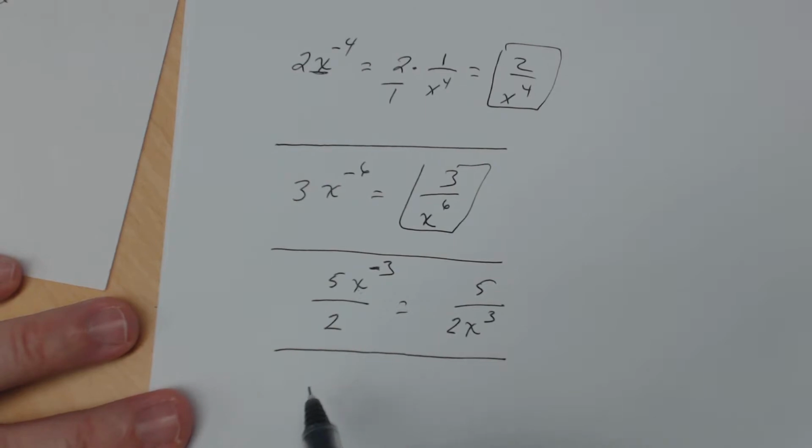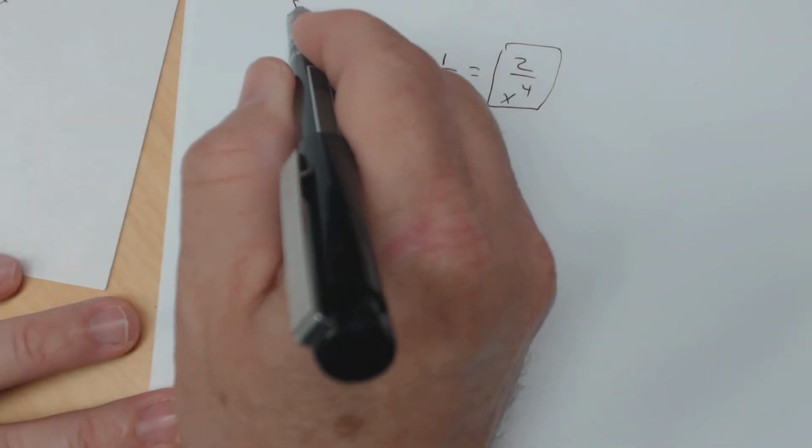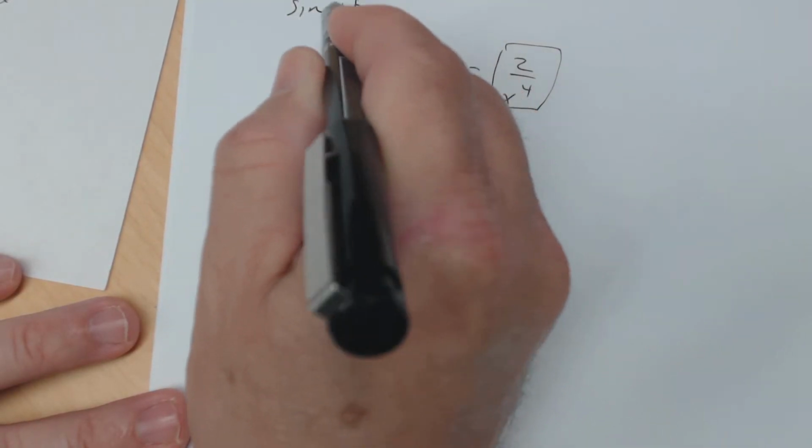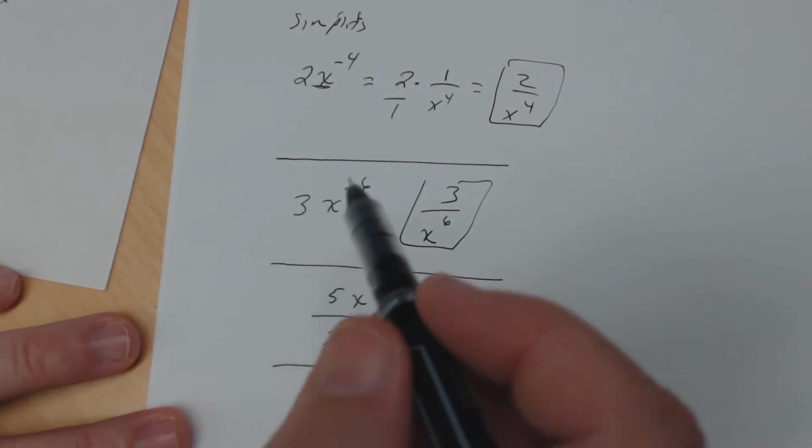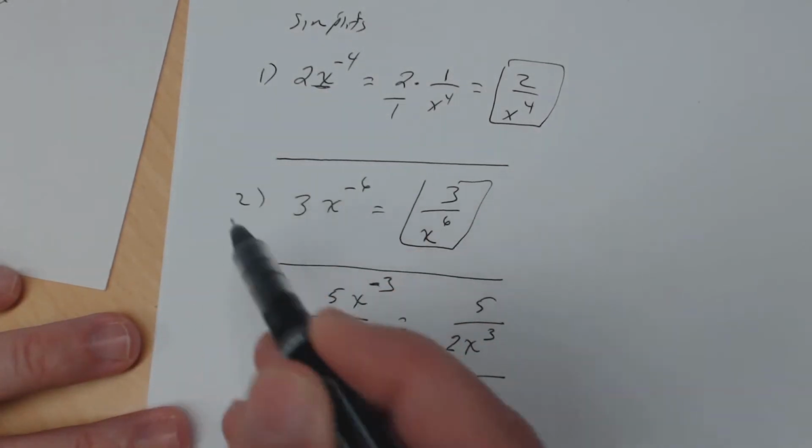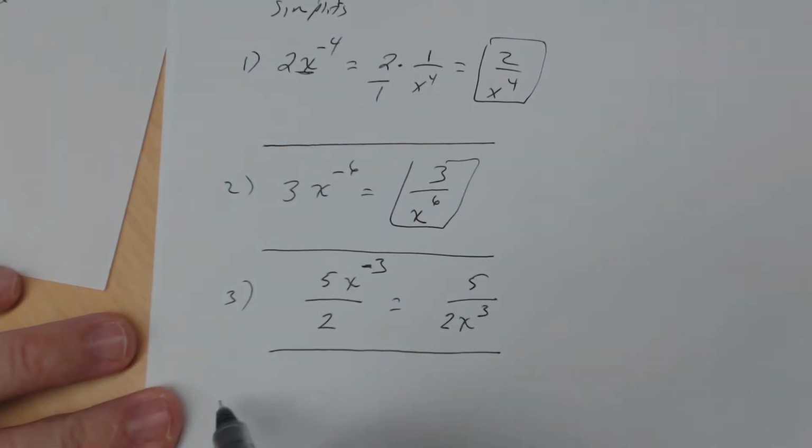So what if you had this? Again, the directions will say simplify. Let me write the directions. So we say simplify. And let's go ahead and write this is number 1 for right now, this number 2, this number 3. So let's say we had number 4. Let's suppose we had 5 to the negative second power.